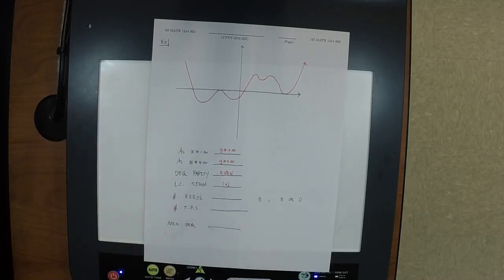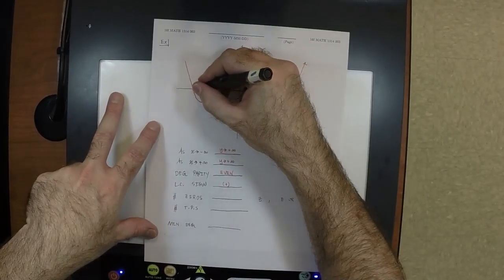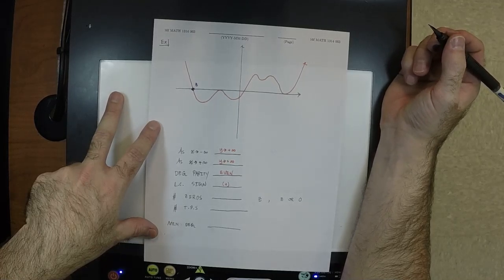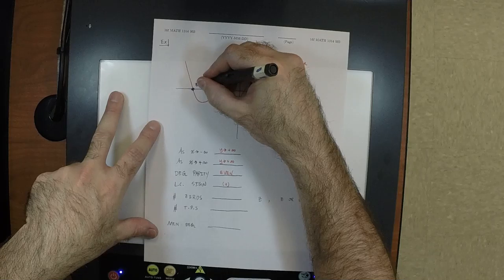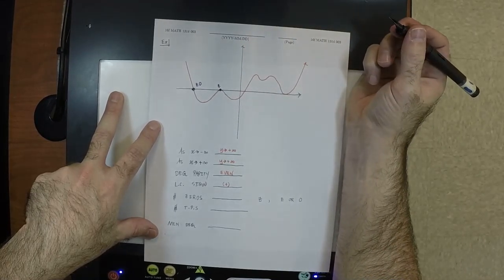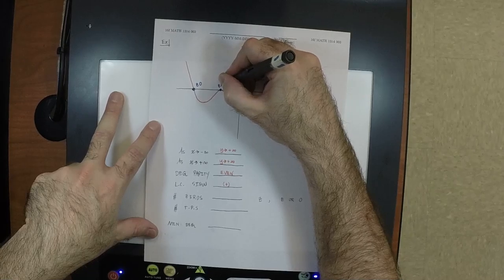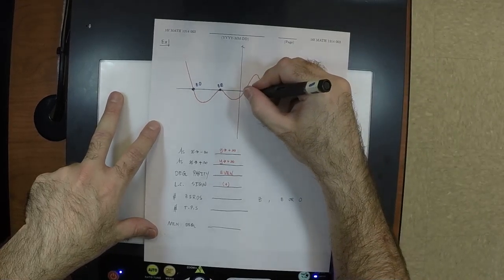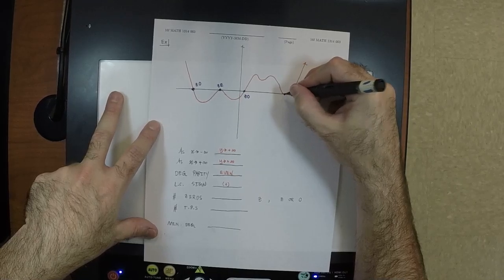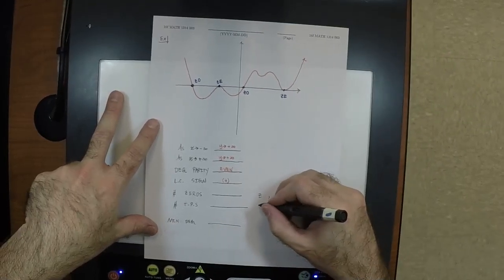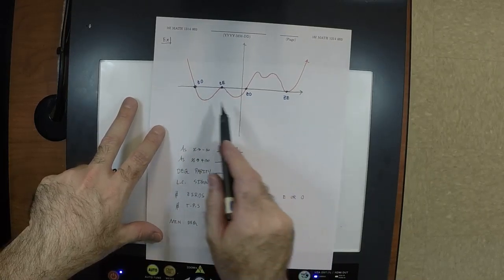So now, let's label all the zeros and label them as being even or odd. So here's a zero. So that's a zero. And is it odd or even? It's odd. Why is it odd? Because it crosses. Here's a zero. Is it even or odd? It's even because it bounces. How about this one? It's odd. How about this one? Even. Okay, and then label the turning points with T's. So we were supposed to count that. So how many zeros are there? Four.